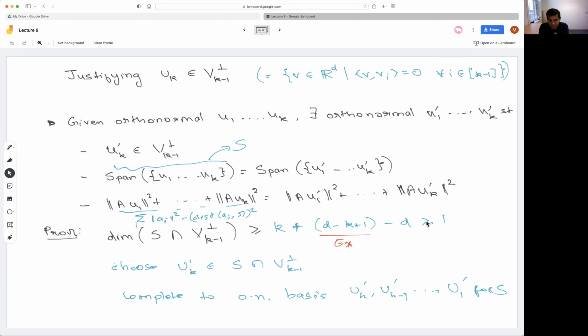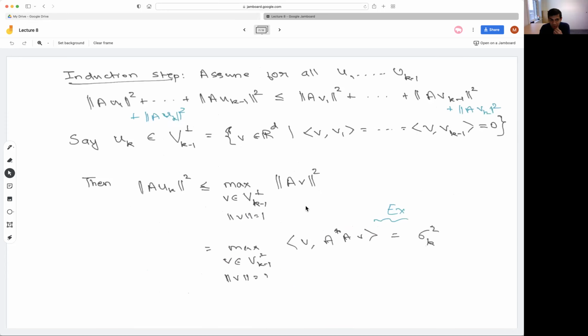We, without loss of generality, satisfied this extra property. And when we had this property, we already proved that the maximum is upper bounded by sigma k square, which is also what we added on the right hand side. This is sigma k square.